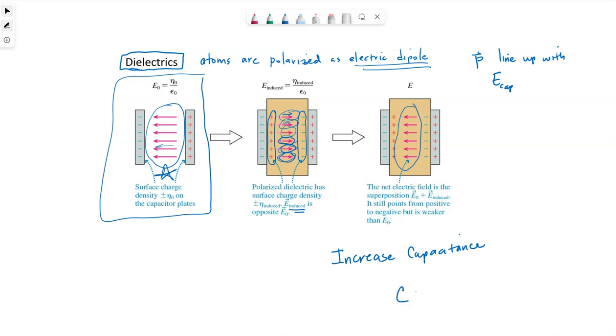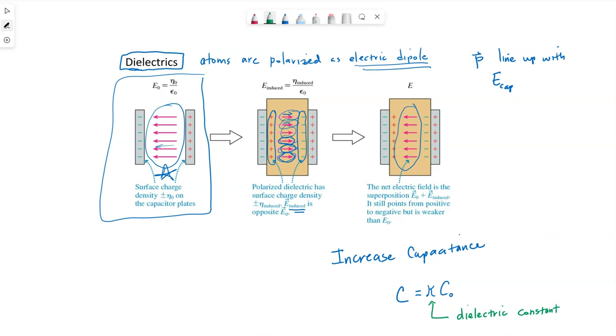You'll see an equation that looks something like this. This K-ish looking value is called a kappa. It's a Greek letter that I don't write super well. It represents what's called the dielectric constant. This is something specific to the material.